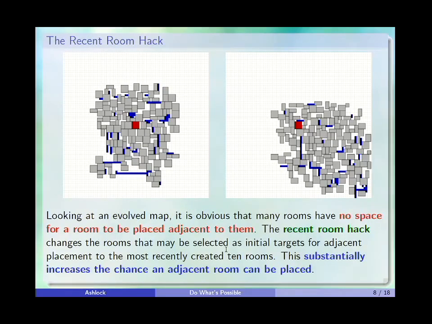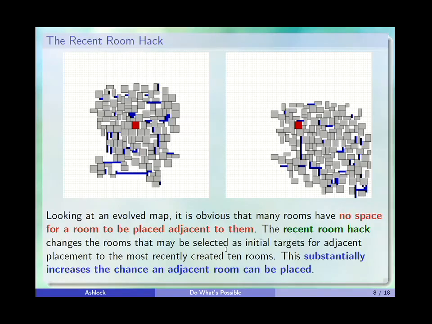Now, if you look at the evolved map, it's obvious that if I choose a random room in either of those maps, I can't put a room next to it with probability about 0.9. It's just filled up around it. And so the recent room hack changes the rooms that may be selected as initial targets for adjacency placement to the 10 most recently created rooms. And that really speeds up how fast the thing lays down rooms.